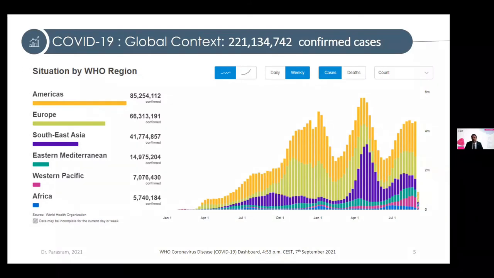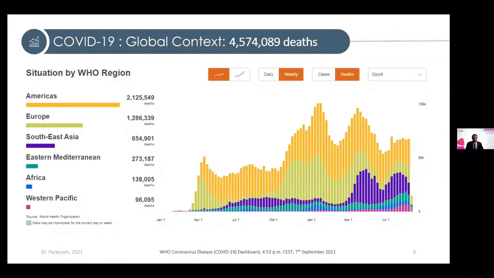The global burden of cases so far is upwards of 221 million cases confirmed to date, and this is as of yesterday. Looking at the situation by WHO region in terms of deaths, we see the death toll has now surpassed 4.5 million. And again, the Americas has been giving us almost half of those cases, predominantly from the United States of America and Brazil, which you will see in the other slides.